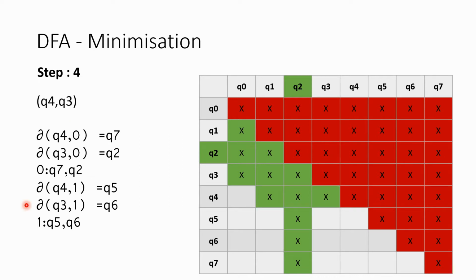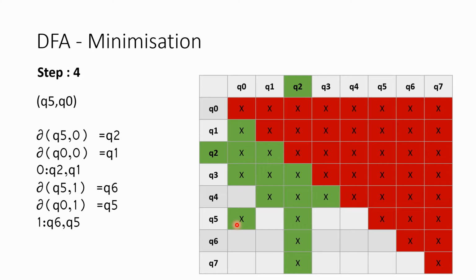The next tuple set which we are going to look forward is Q5, Q0. So the transition functions give the values Q2, Q1 and Q6, Q5. We know Q2, Q1 is a non-equivalent state tuple set, so we are going to mark Q5, Q0 as non-equivalent.